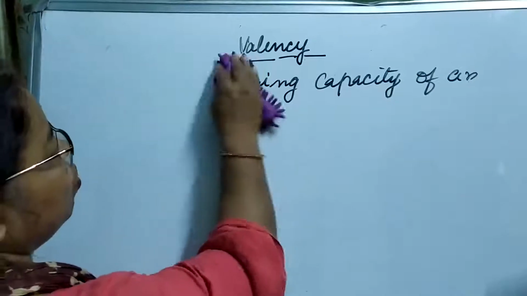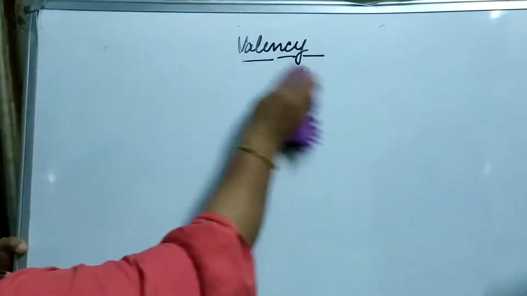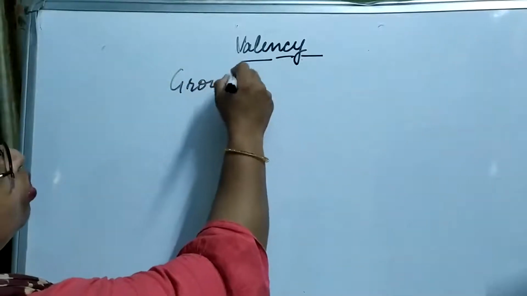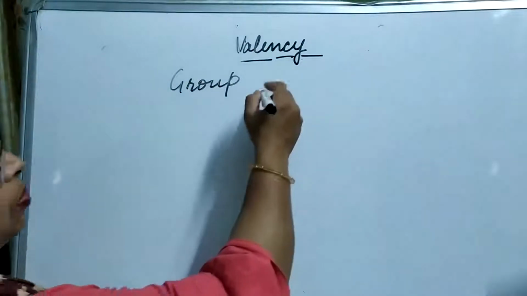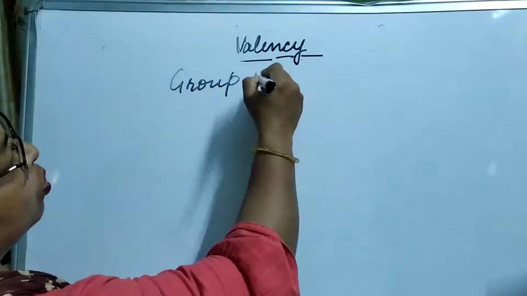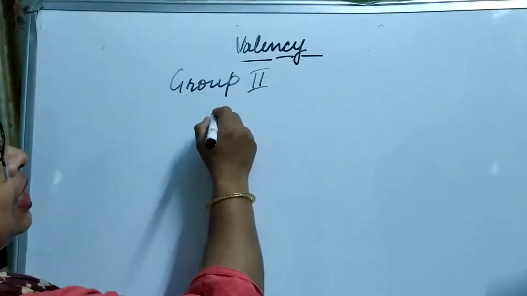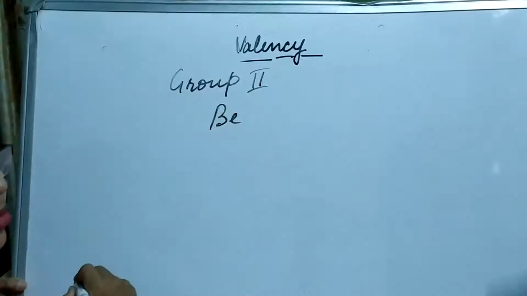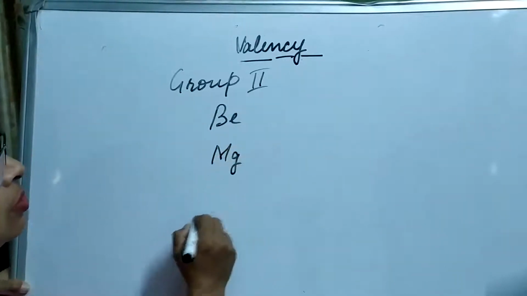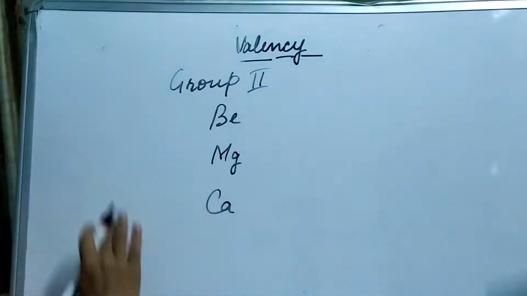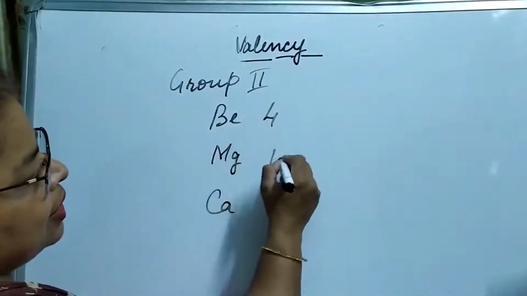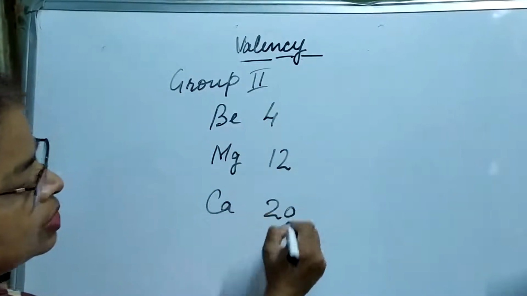Now let us see what the trend is, how it varies in a group as well as in a period. So first of all, let us discuss the group. We will take group 2. It starts from beryllium, then magnesium, then calcium. We will take only 3, not more than that. The atomic numbers are 4, 12, and 20.